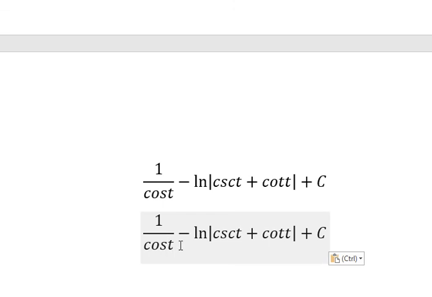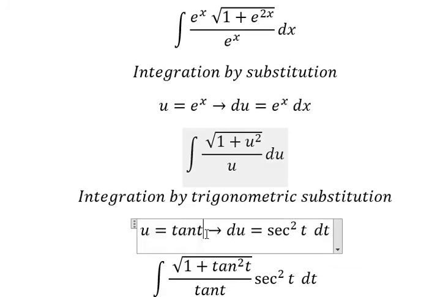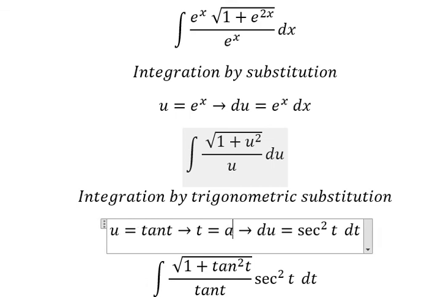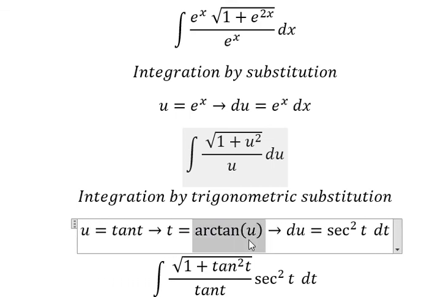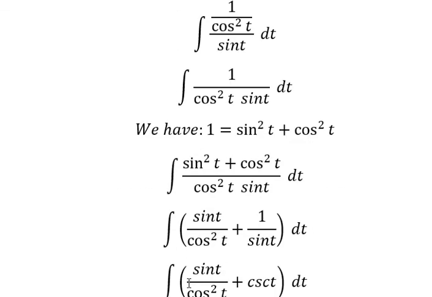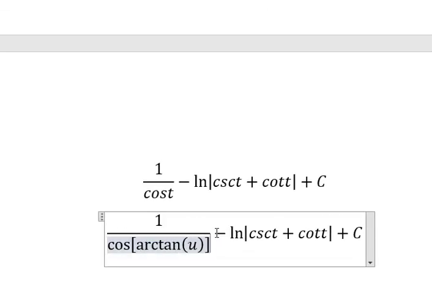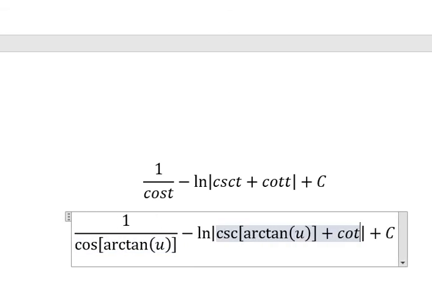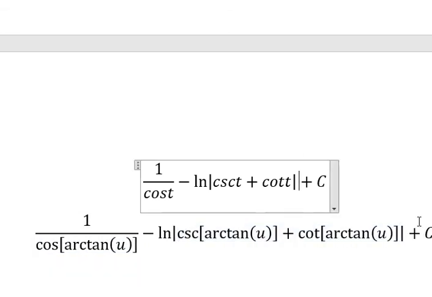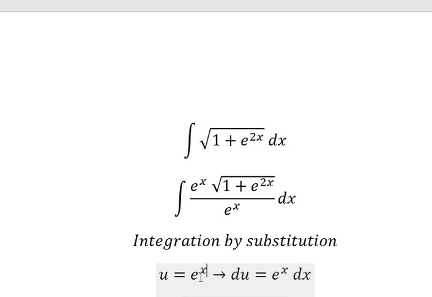About t, that is about this one. So we have t equals arctan of u. So I will put this one to change for t. About u, that is about this one.